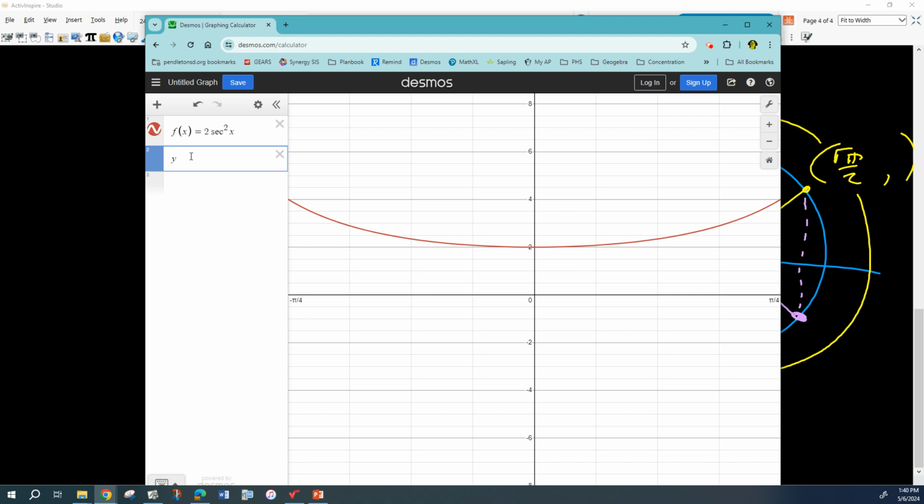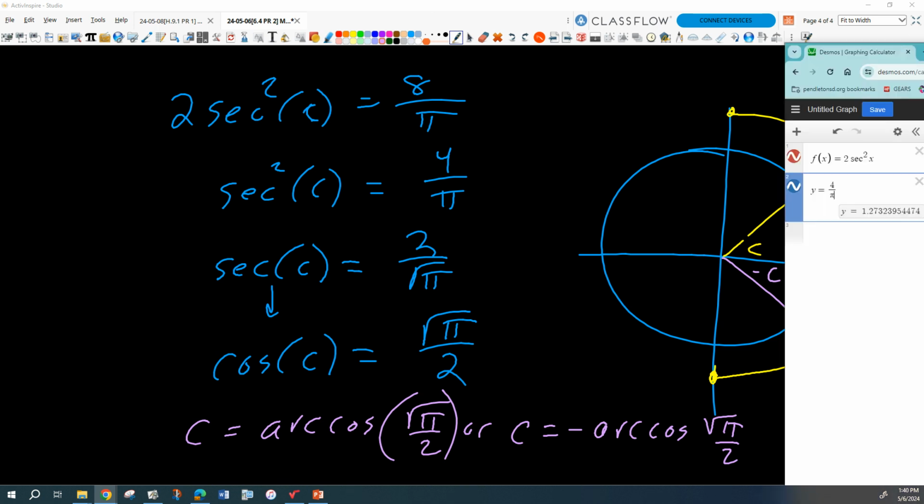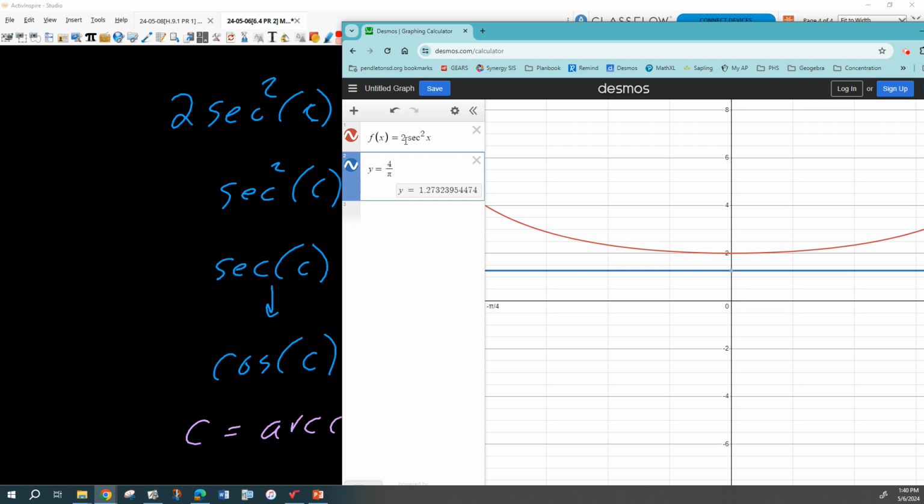So we could just say y equals 4 divided by pi. Oh, what happened here? Secant squared x. Oh, no, not 2 secant squared, just secant squared. That's the problem. There we go. Okay, and then all we have to do is find the intersections, right? We want to find where our function passes through the line y equals 4 over pi, and those will be the solutions.